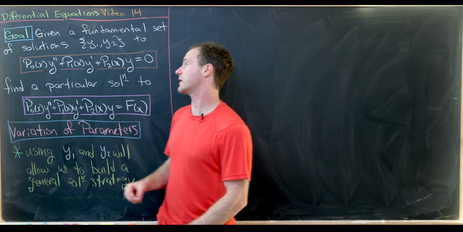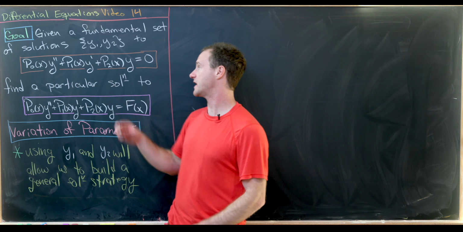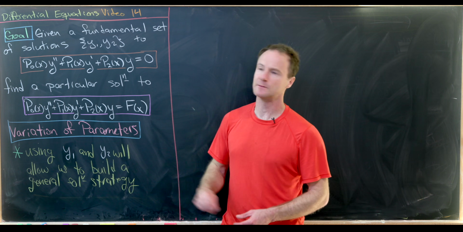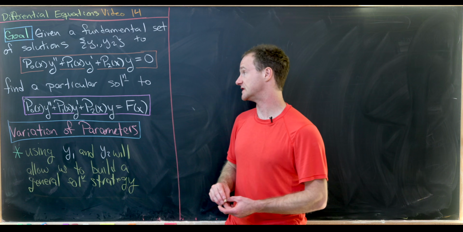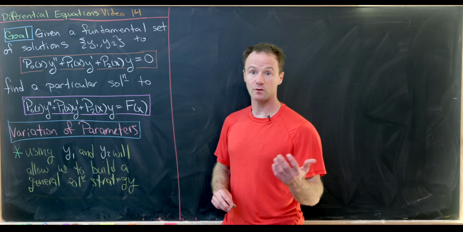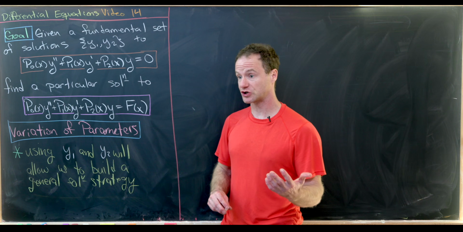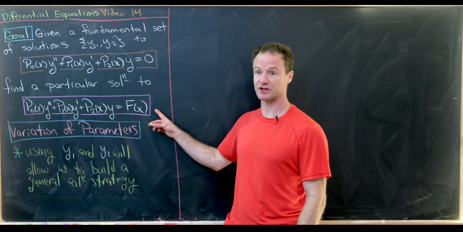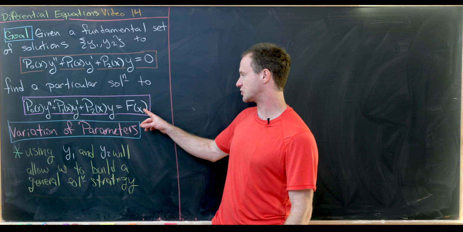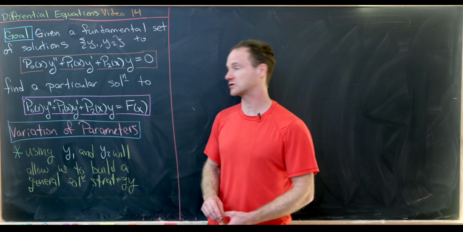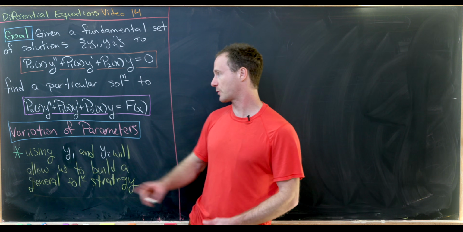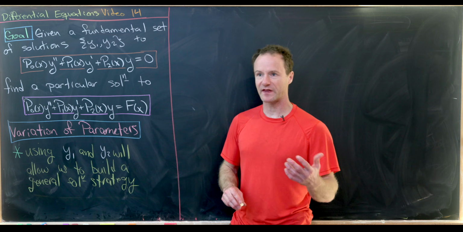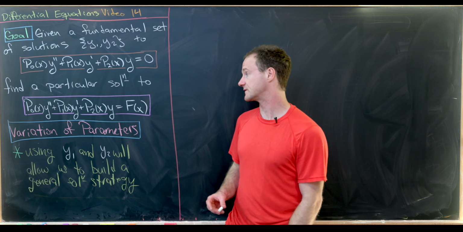So we've got p0(x) y double prime plus p1(x) y prime plus p2(x) y equals 0. The 0 here is what makes it a homogeneous equation. And then we're going to use our solutions y1 and y2 to find a particular solution to the same differential equation where we have included a forcing function. So we've got p0 y double prime plus p1 y prime plus p2 y equals f of x, where that f of x is a general forcing function.